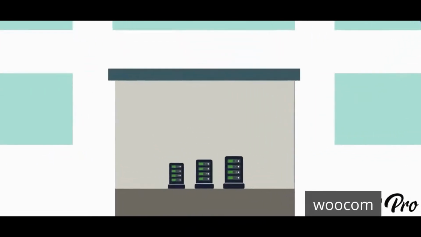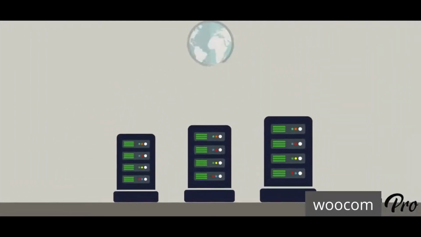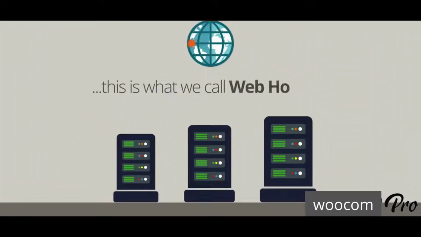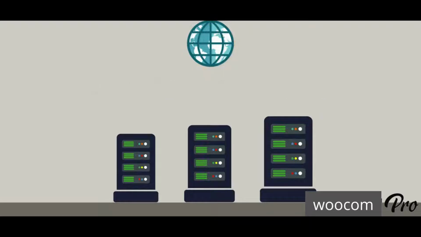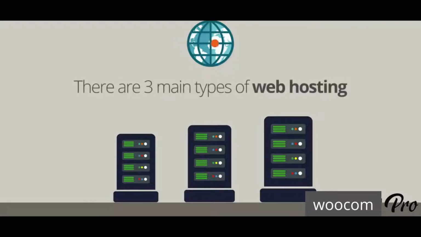When you rent space on a server from a company like EasySpace, then this is what we call web hosting. There are 3 main types of web hosting that you can choose from. 1. Shared hosting. 2. Virtual servers. And 3. Dedicated servers.